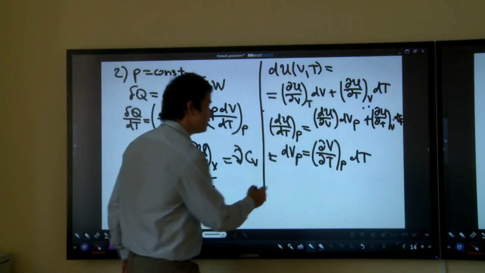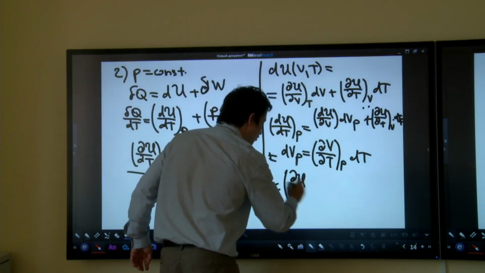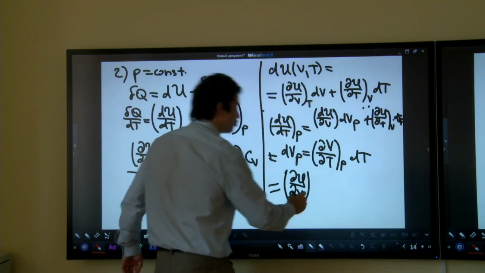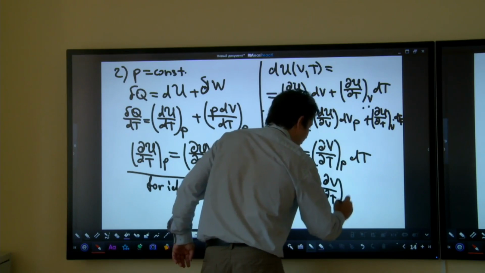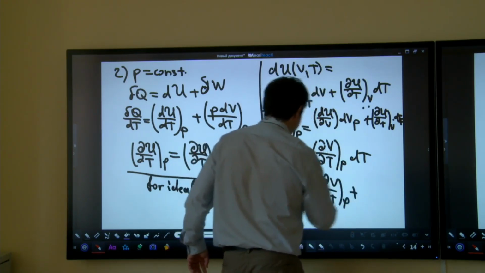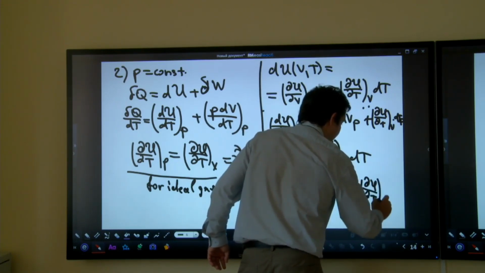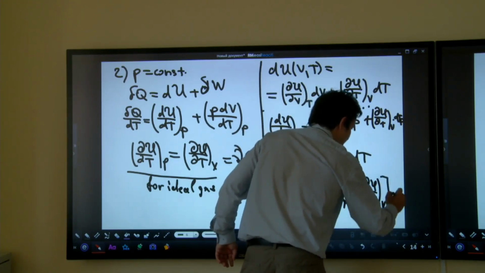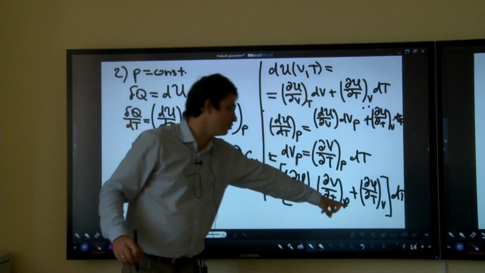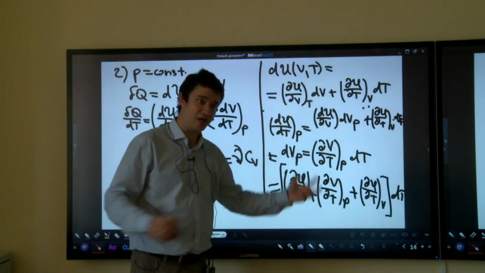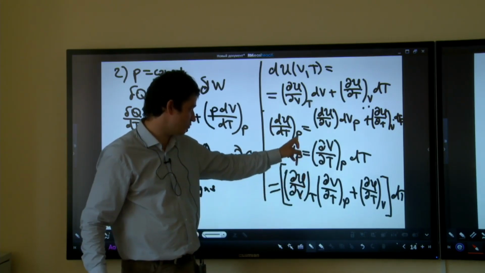So now I get, in the final result, du over dV at the constant temperature times dV over dt at the constant pressure, plus du over dt at the constant volume times dt. So you see the difference. Du over dt at constant pressure includes also the changes of volume which happen when you increase the temperature at the constant pressure.